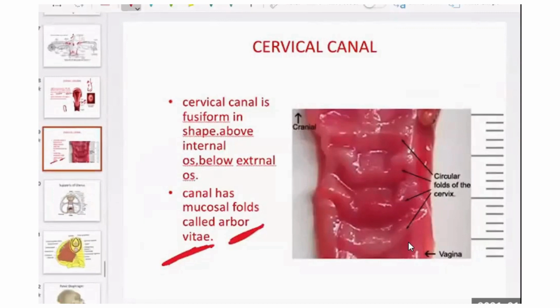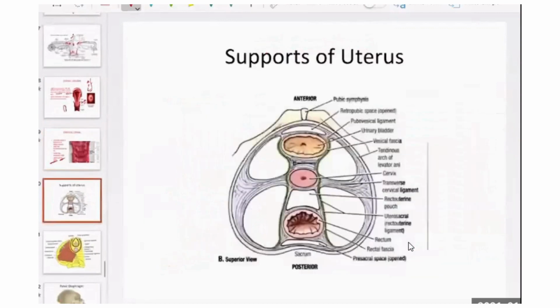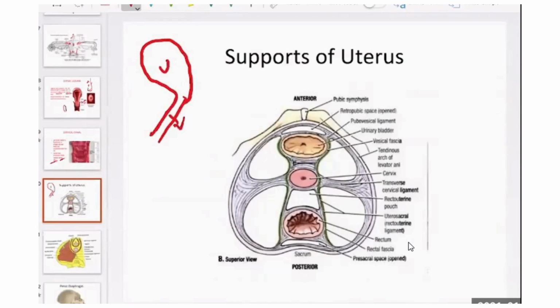So for that you need support to maintain it in a position, which we call supports. One is the angle formed by the vagina and the uterus, then the angle formed by the fundus and the body. First is the angle formed by the uterus and vagina, anteflexed. That maintains the normal support.